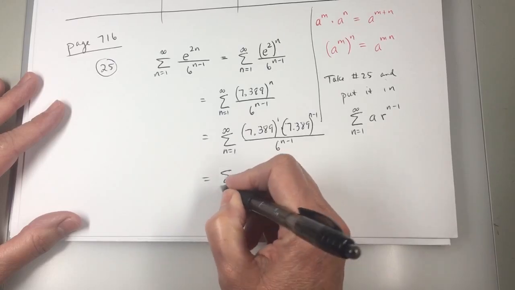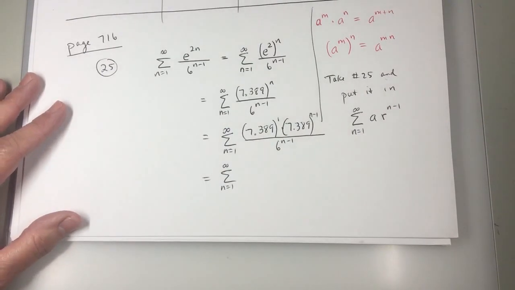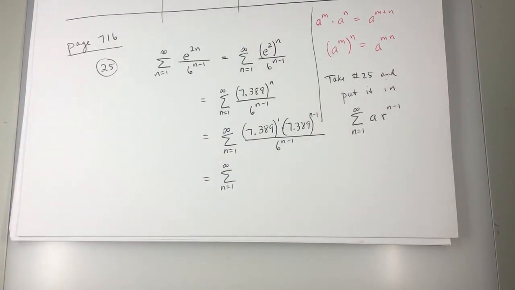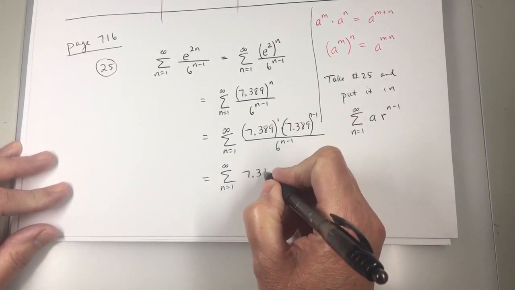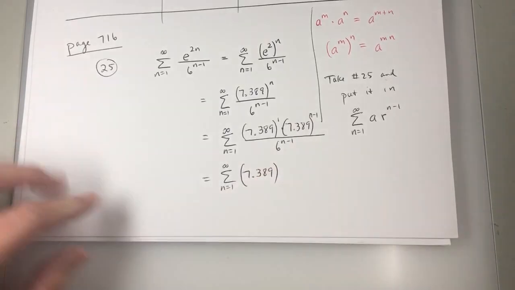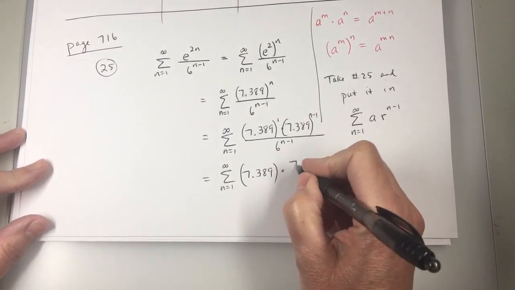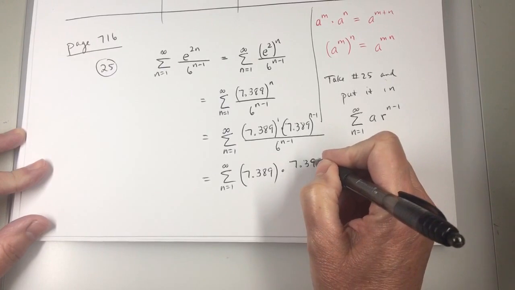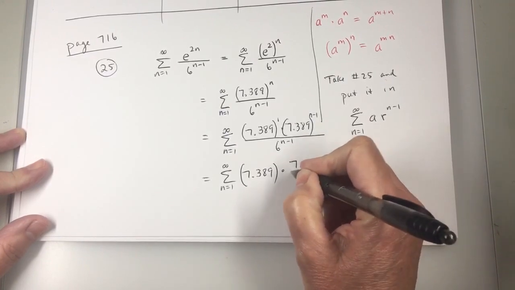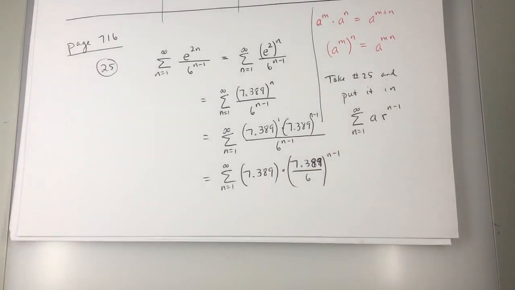So what I have here is that 7.389 is going to be a. In fact, if you want to write it as e squared, you can write it as e squared. That would be more correct. I'm leaving it like this because I want you to see, here is the r, 7.389 over 6, that's to the n minus 1.